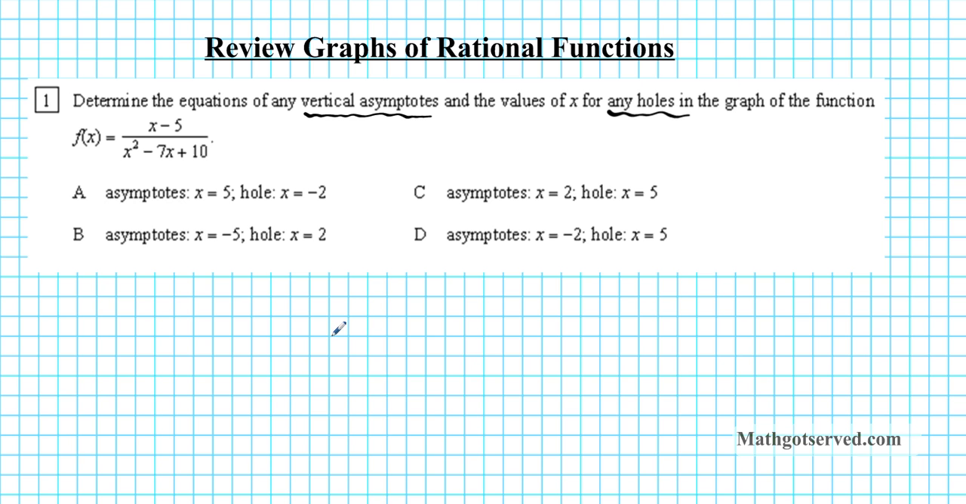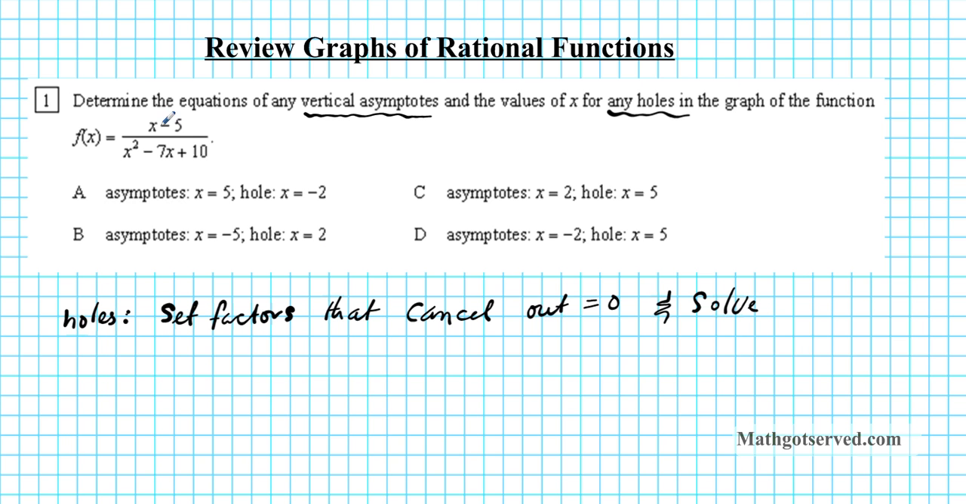Okay, so how do you find the holes and vertical asymptotes? We're going to start out by writing down the procedure for finding each. To find the holes, you set factors that cancel out to 0, and then solve. So if you have a rational function, you factor the numerator and the denominator. Any factor that's common in the numerator and denominator that you can cancel out gives the equations that you use to solve for the holes.